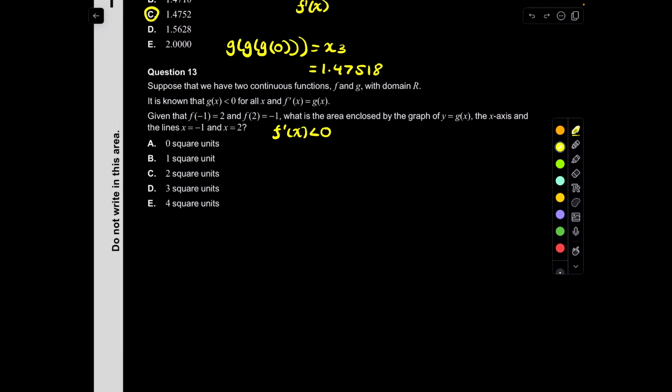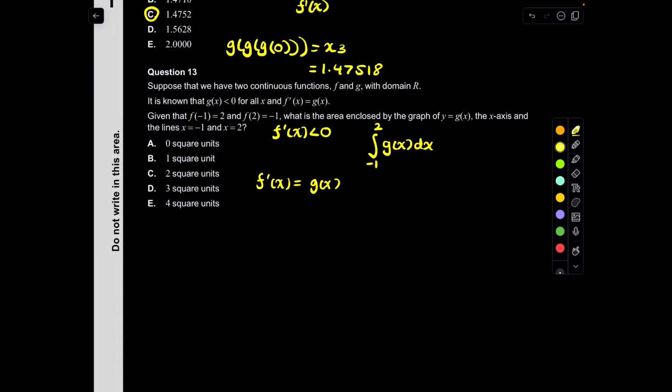Given that f of negative 1 equals 2 and f of 2 equals negative 1, what is the area enclosed by the graph of g of x, the x-axis, and the lines x equals negative 1 and x equals 2? Easy. We basically want to find the area from negative 1 to 2 of g of x. That's what we want. Now this is actually easy because we know this statement here: f dash of x is equal to g of x.